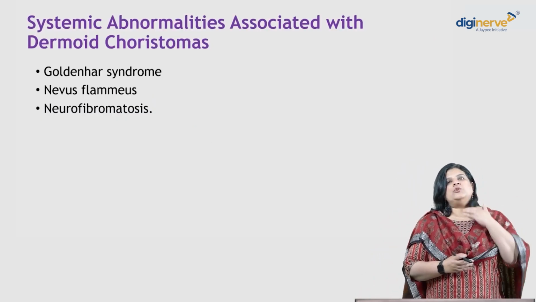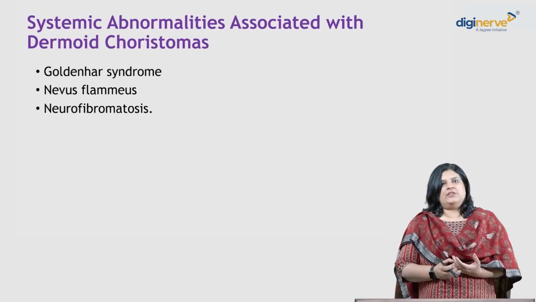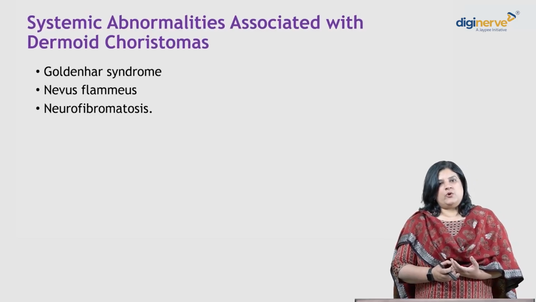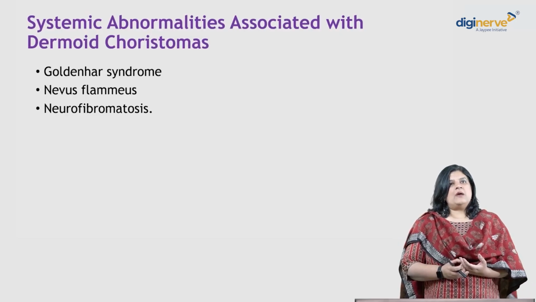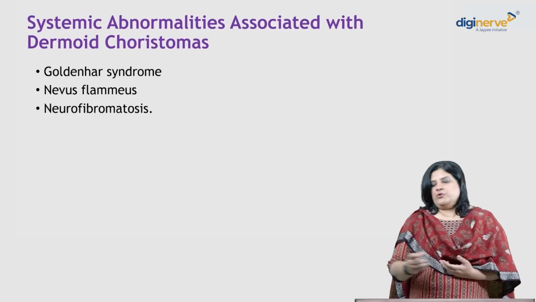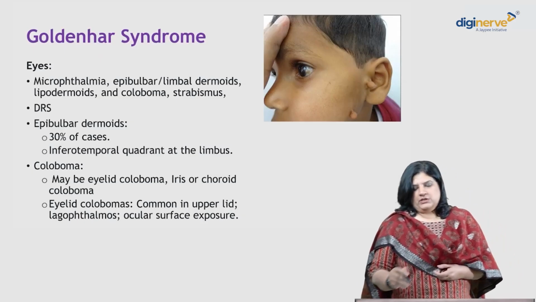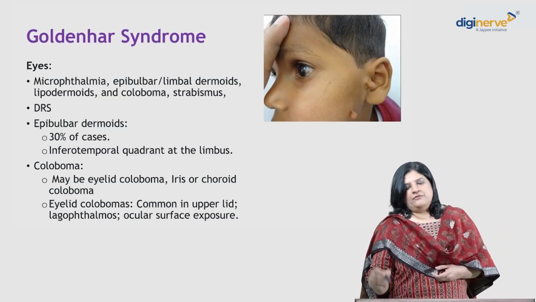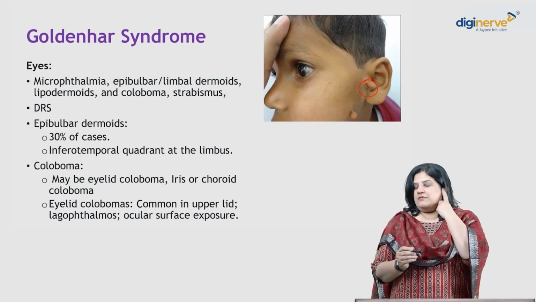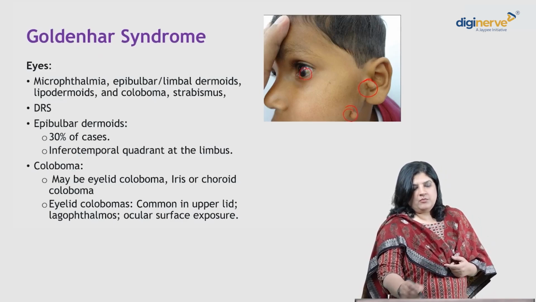Now, it's very important to know that there are several systemic entities that are associated with dermoid choristomas, the most common being the Goldenhar Syndrome, and there are many questions that come related to Goldenhar Syndrome. Then we have nevus flammeus and neurofibromatosis. Look at Goldenhar Syndrome patient. Most common thing that you will find in your question is a preauricular tag, a skin tag just in front of the auricle, other skin tags, and a dermoid.